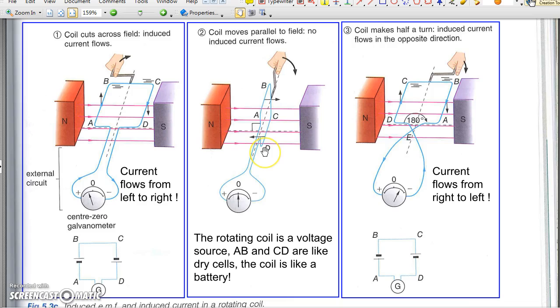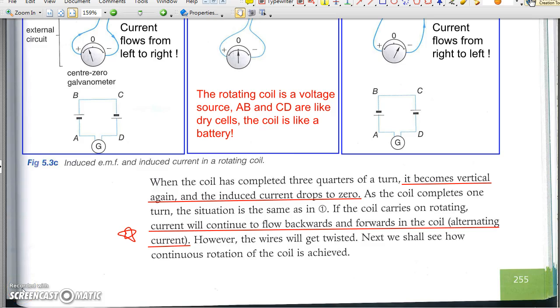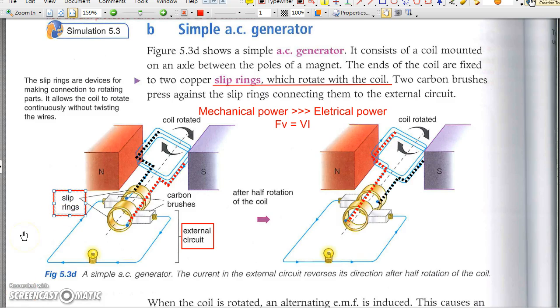When the plane of the coil is vertical, there is no induced EMF and hence no induced current. When the coil continues to turn, the induced EMF on CD and AB produces a current that flows from left to right through the ammeter, and hence an alternating current is induced. Similar to the structure of an electric motor, we need to use a commutator to produce direct current, or use a pair of slip rings to produce an alternating current to the external circuit.